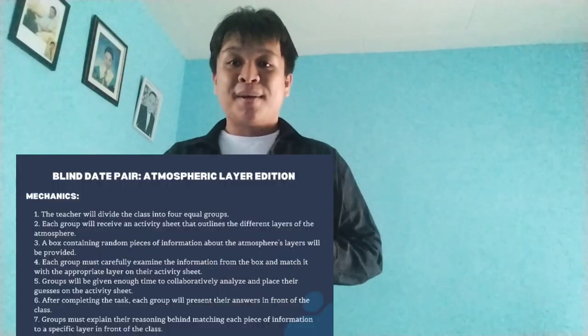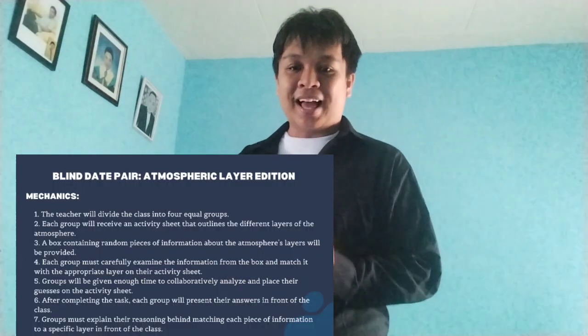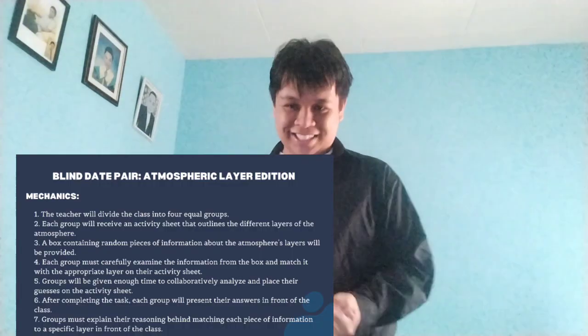Okay, since I've noticed that there are still students who are not yet 100% fully energized, let's have some more activities or games that you can do in this lesson, okay? But don't worry, because this time it won't be an individual activity, but you're going to work in groups, okay? So our next game is what we call Blind Date Pair, Atmospheric Layer Edition.